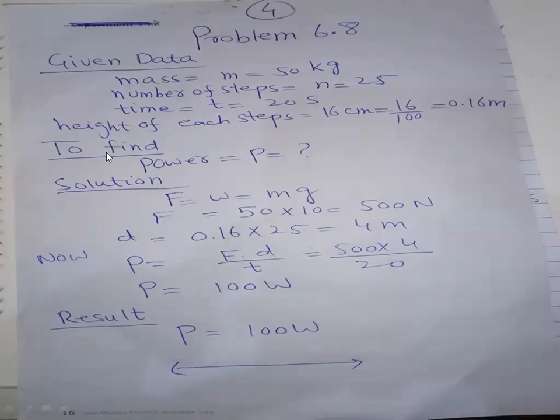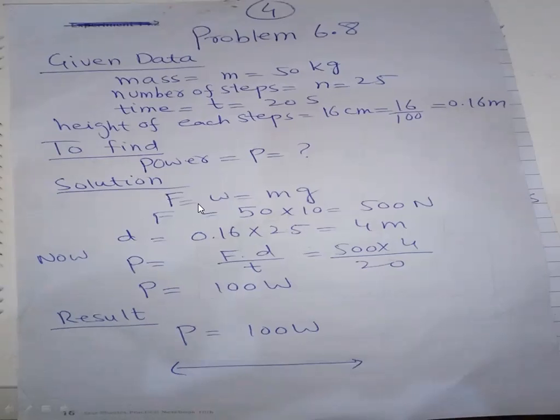In this numerical, we are asked to find power, and power is denoted with P. The formula for power is equal to F D divided by T. How? P is equal to W by T. W is equal to F times D, the distance. You know the work done formula is F times D.